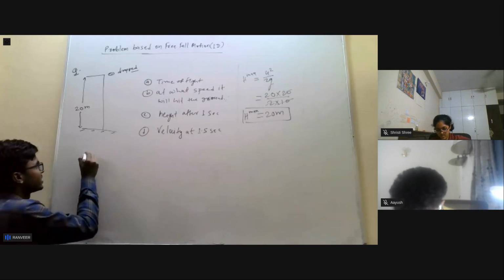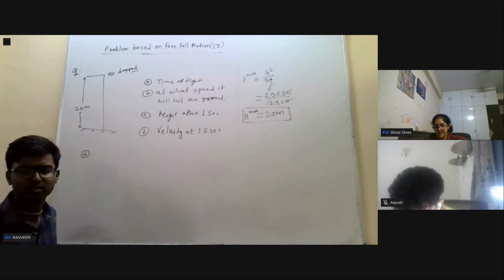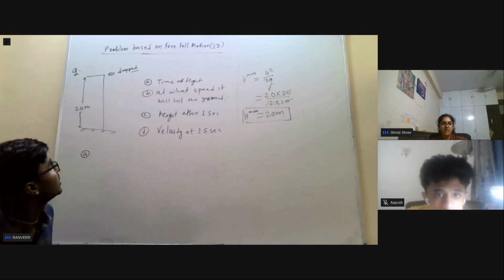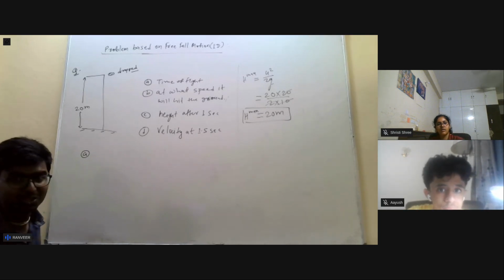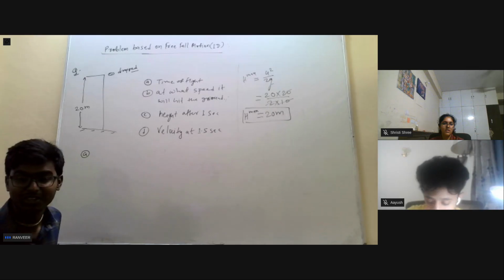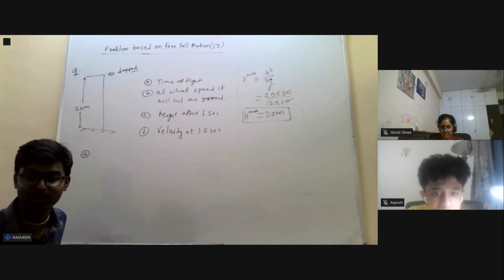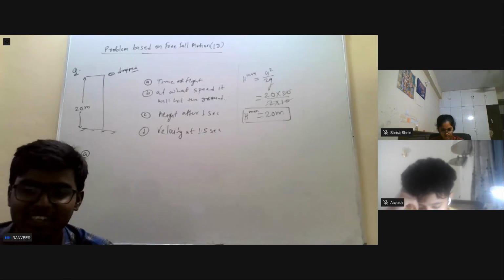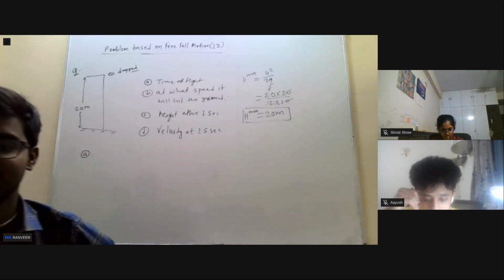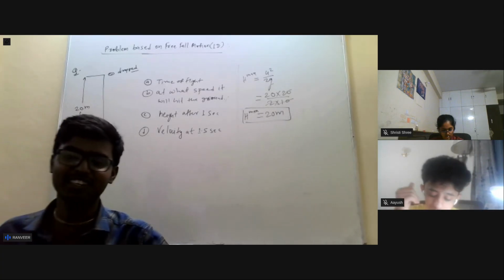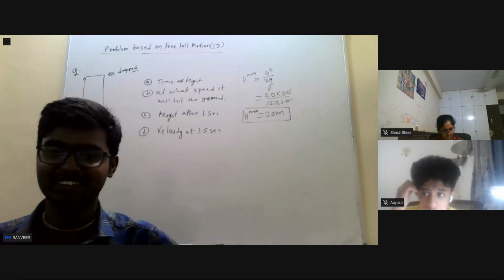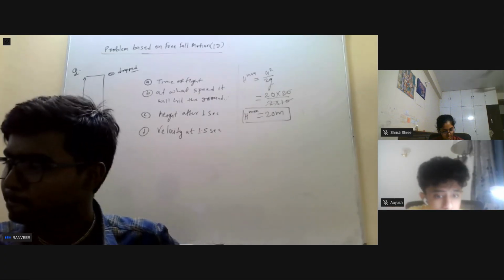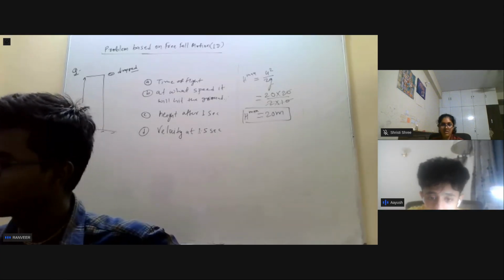What is the answer for the first question? I'm getting it as 0. Time of flight zero. How is it possible that it takes 0 time to reach the ground? Just think. If you drop a ball, it will take 0 seconds to reach the ground? Ayush, how much did you get? Sir, I got 5.5 seconds.